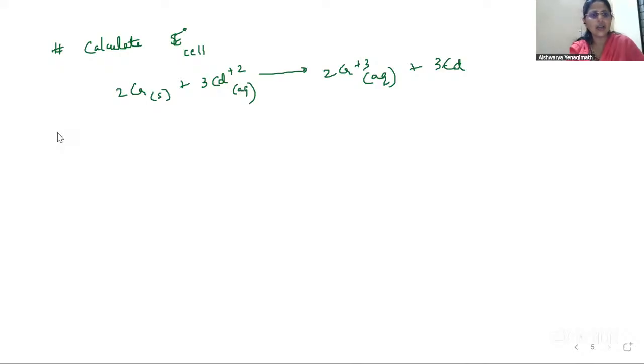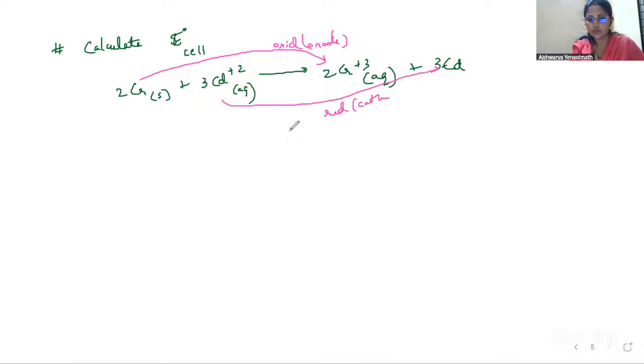So we calculate E naught cell. Cr to Cr plus 3 is oxidation, the anode, and Cd plus 2 to Cd is reduction, the cathode. That much knowing is enough. So here the reduction potential of Cr plus 3 is minus 0.74 volt. This is the SRP. And for Cd, the SRP value is minus 0.40 volt.